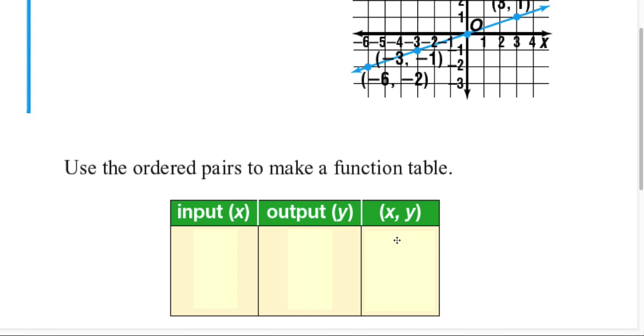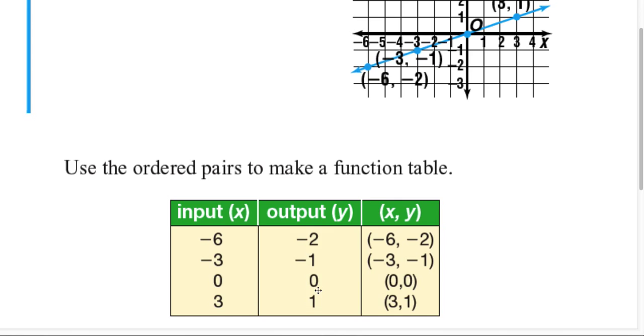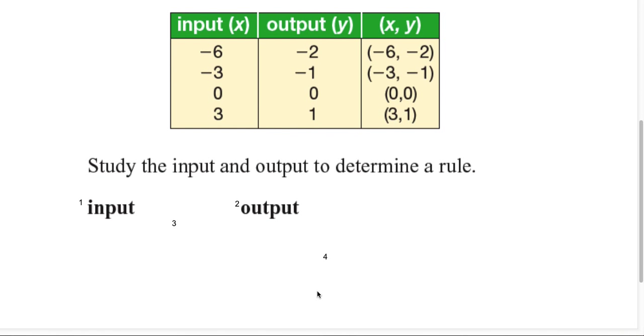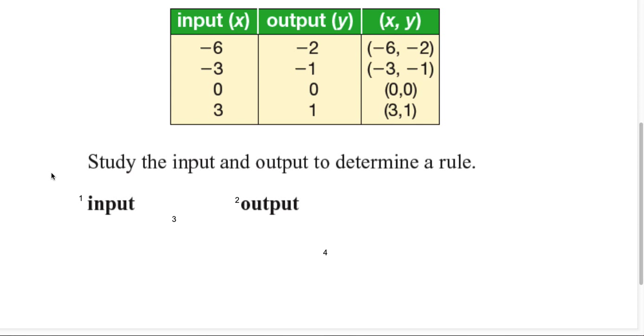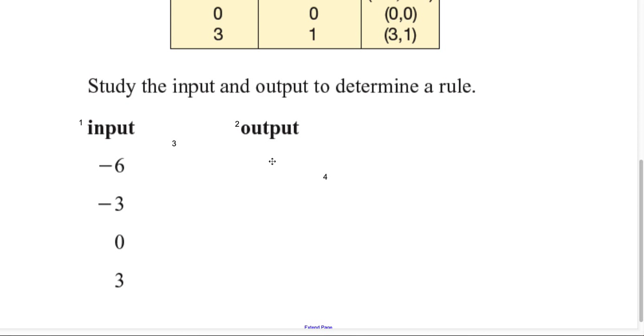And the points are -6, -2, -3, -1, 0, 0, and then we have 3 and 1. That tells us what our input is, which is -6, -3, 0, and 3. And our output would be -2, -1, 0, and 1. If we analyze the function table, our input would be -6, -3, 0, and 3. Our output would be -2, -1, 0, and 1.